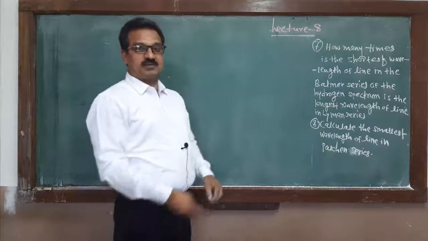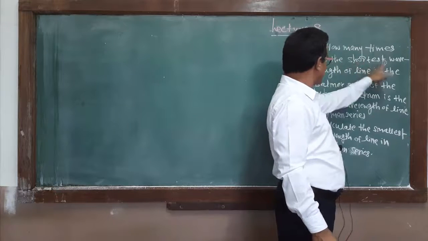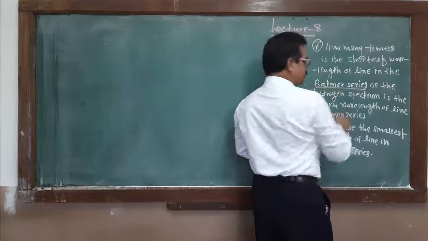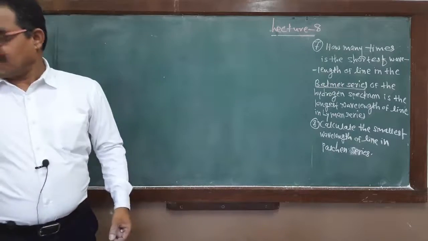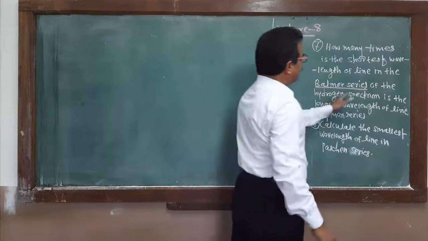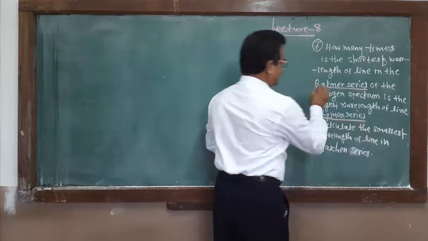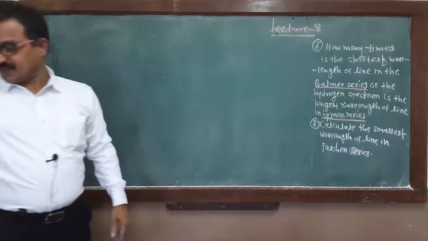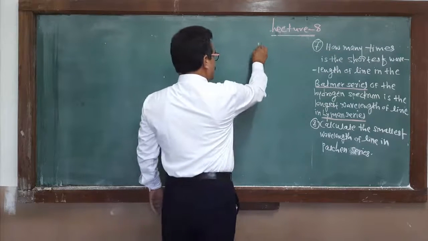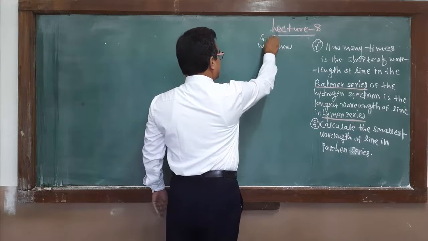Next problem, problem number 7. How many times is the shortest wavelength of line in the Balmer series? Balmer series point of view, shortest wavelength in Balmer series of hydrogen spectrum is the longest wavelength of line in Lyman series. See the problem carefully. Here, use the Bohr formula. Here is given point of view.